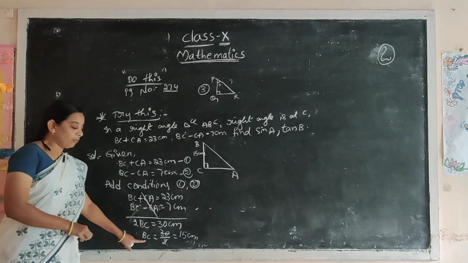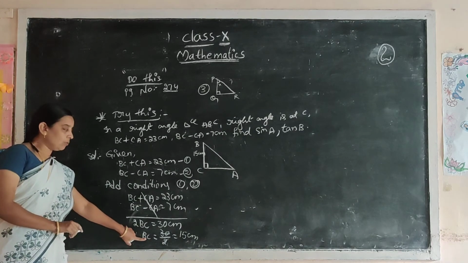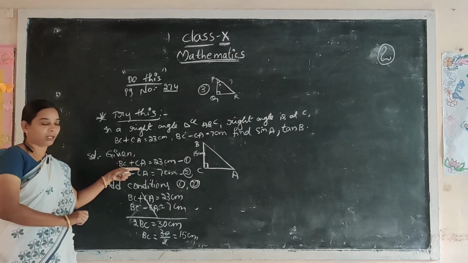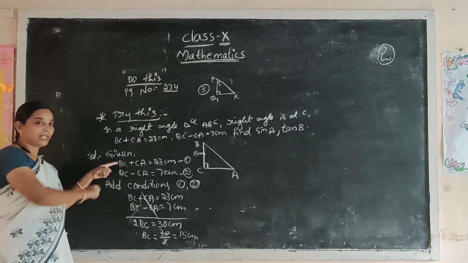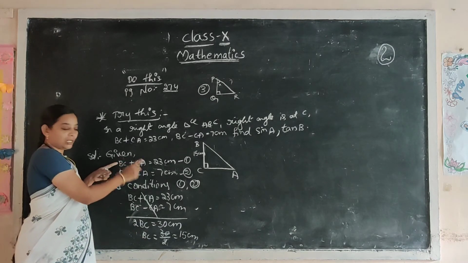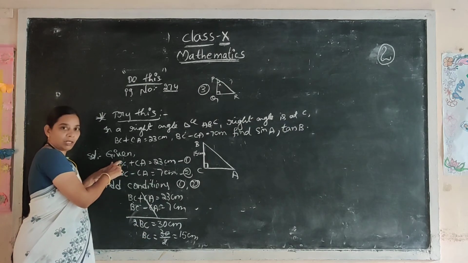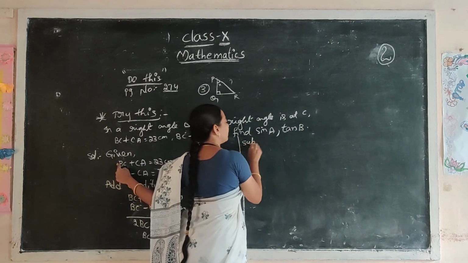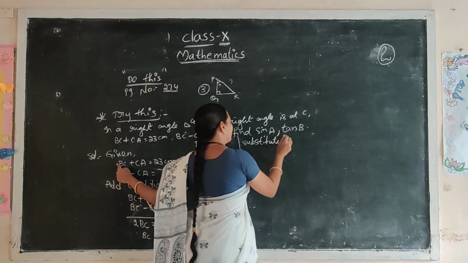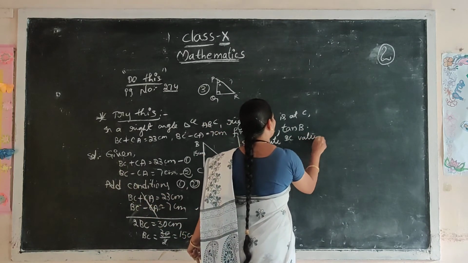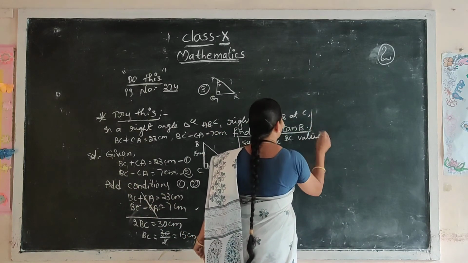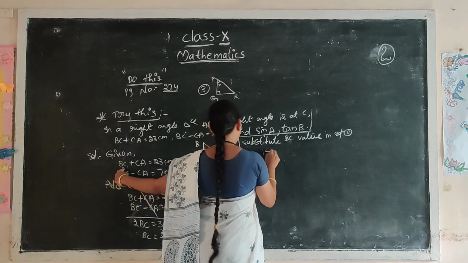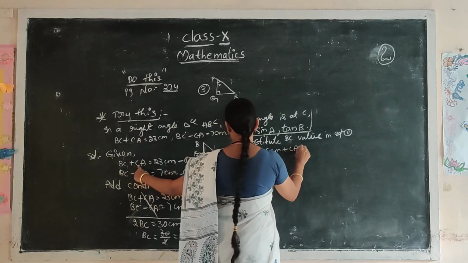Okay. So now you got one side measurement, BC. Suppose this value is substituted in either equation 1 or 2. Select any one. Suppose this BC value is substituted in the place of BC, you will get the CA value. So now I select only equation 1, and substitute the BC value in equation 1. So substitute here BC, how much? 15 plus CA is equal to 23.